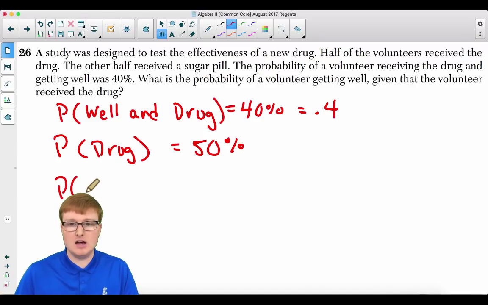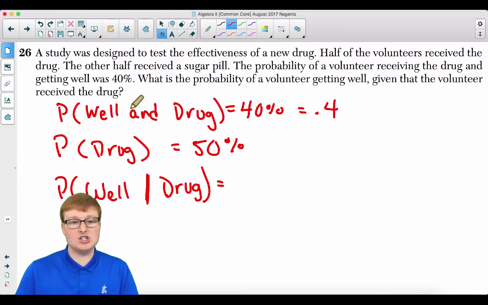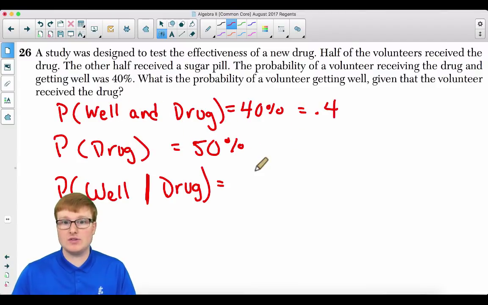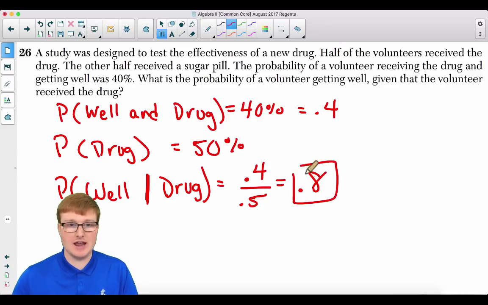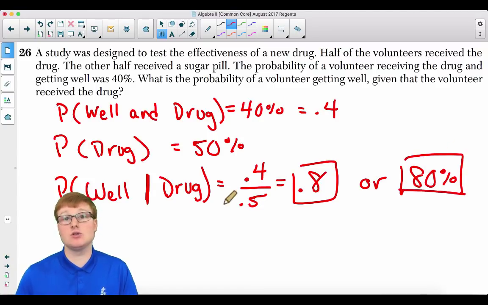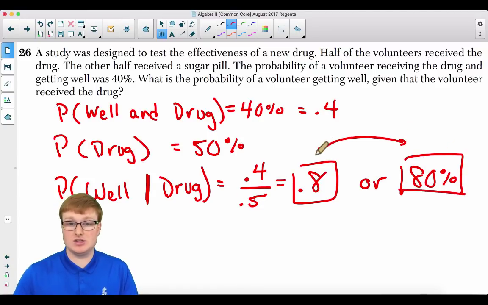Now, the probability of getting well, given, this vertical line means given, the probability of getting well given that they receive the drug, well, what is that going to be? Well, that's just the probability of getting well with the drug, so that's just 0.4, dividing it by the probability of getting the drug in the first place. So 0.4 divided by 0.5, that's just going to be 0.8. So that could be your answer. Or you could write this as 80%. All right, so those are the two answers expressed differently.